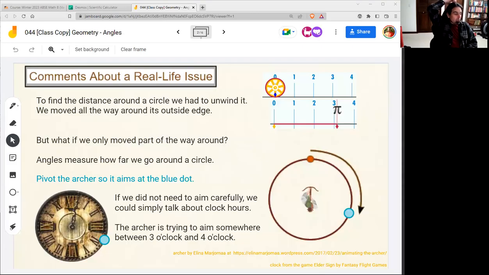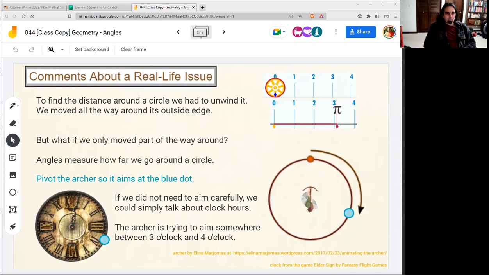Our last doodle for Math B in the winter 2023 is this angles one. So we talked about unwinding a circle and that all the way around was bigger than 3 but less than 4, and we named it pi. But what if we're thinking differently and we only go part way around a circle? We want to kind of measure how far we go.